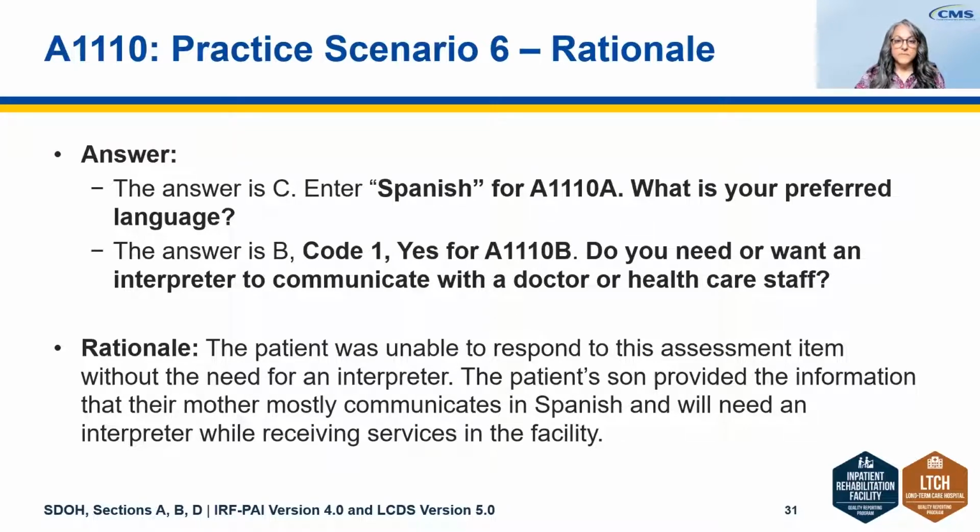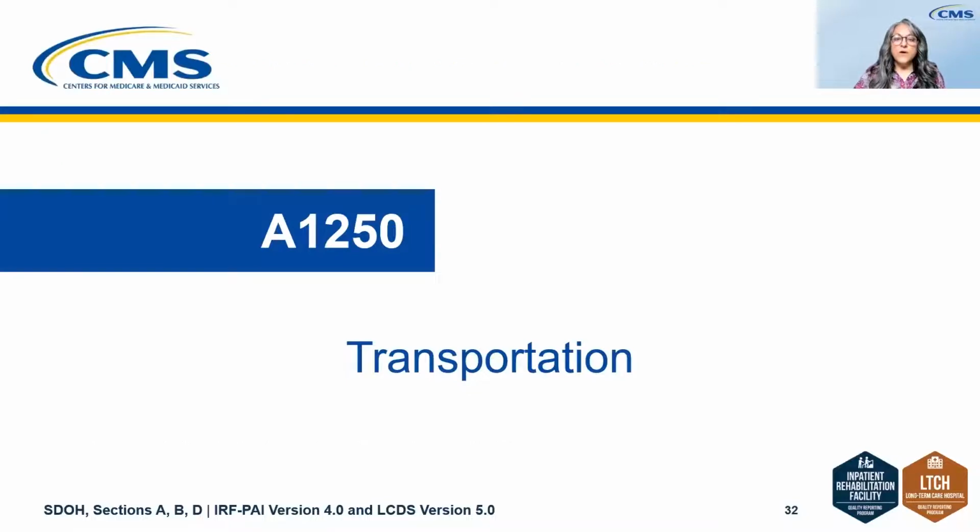services in the facility. So we've got one more SDOH data element to review in section A, and that's A1250, transportation. You can find this data element in the IRF-PAI on page 4 of the admission section and page 18 of the discharge section, and in the LCDS, page 4 of both the admission and planned discharge assessments.